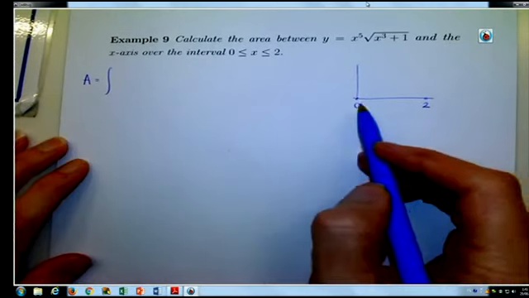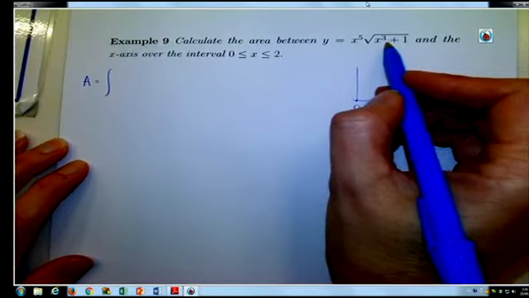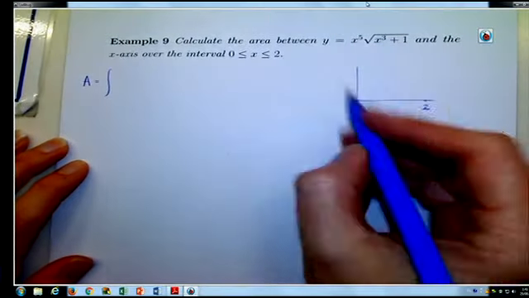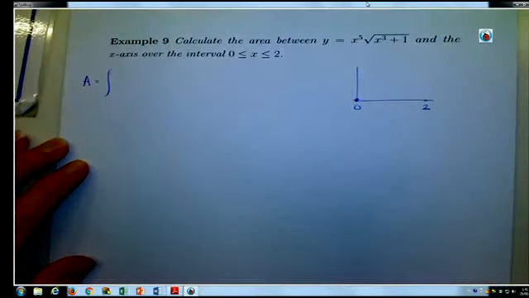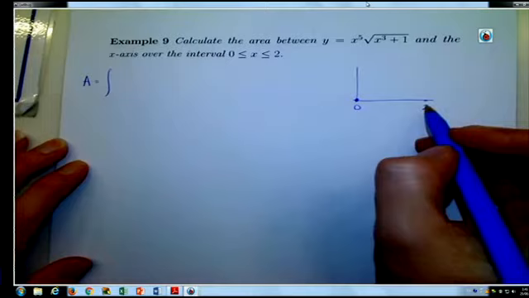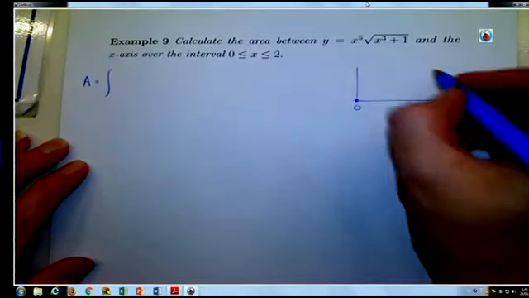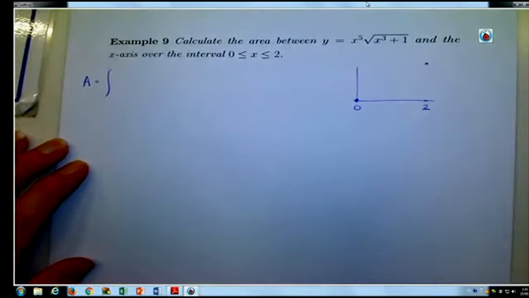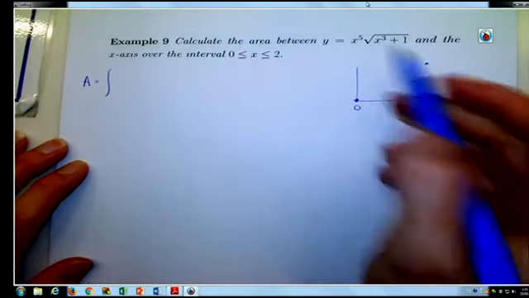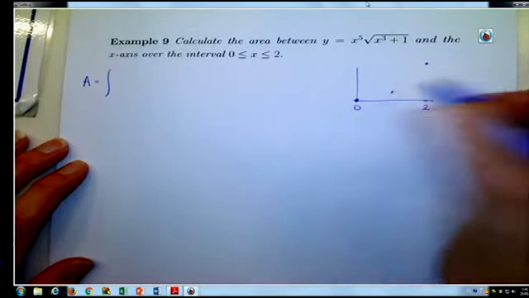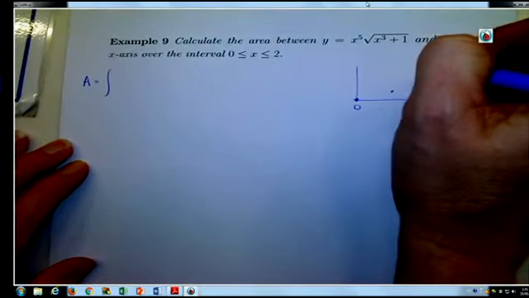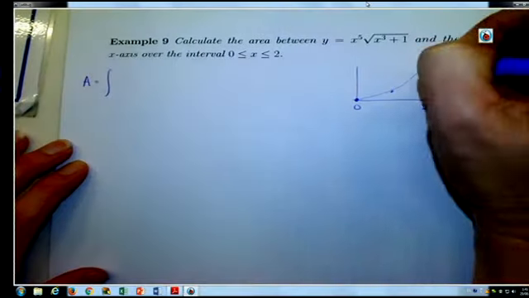If x is equal to 0, if we put 0 in here, we get the square root of 1, and we get 0 here, so it goes through 0. If we put 2 in here, we get some positive number here and a big number there, so it's going to be like that. If we put 1 in here, we get the square root of 2 times 1, which isn't very big, so it's going to be like that. That is as good as you have to be.